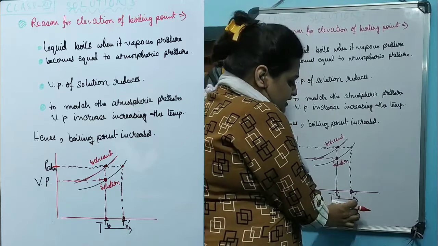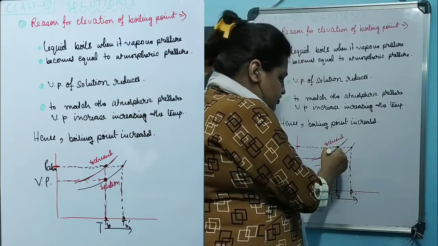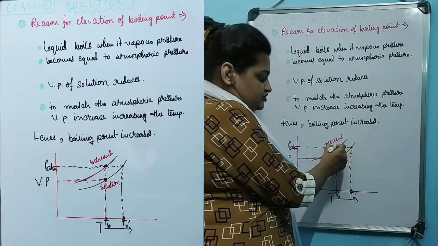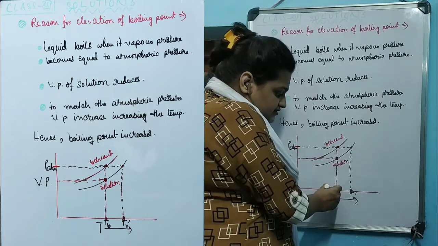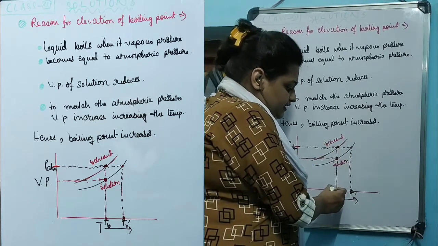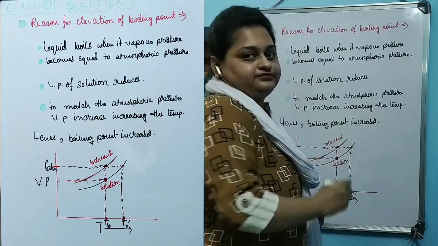Therefore, you can say that to increase the pressure from this point to reach this point, the temperature needs to be increased from Tb to Tb prime.